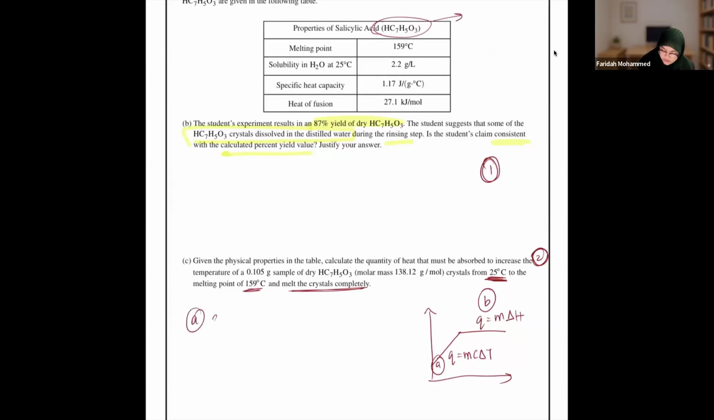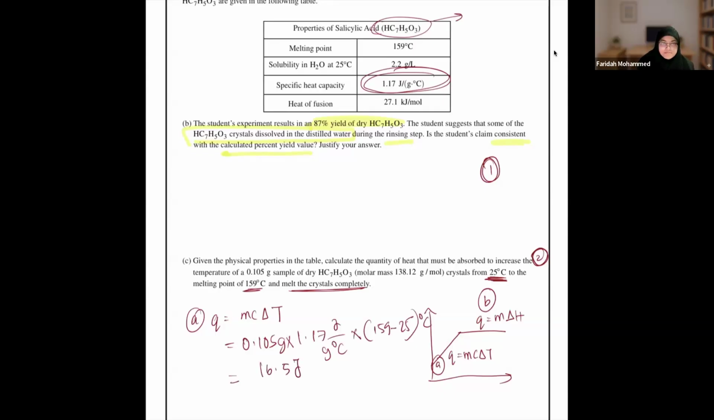let's increase the temperature first. So for A, you have Q equals MC delta T. What is the C? Per gram, right? So we're just going to take the grams. 0.105 grams. The C is, and delta T is final minus initial, which is 159 minus 25 Celsius. And this gives you 16.5 joules. Okay, this is where you just increase the temperature up to the melting point.